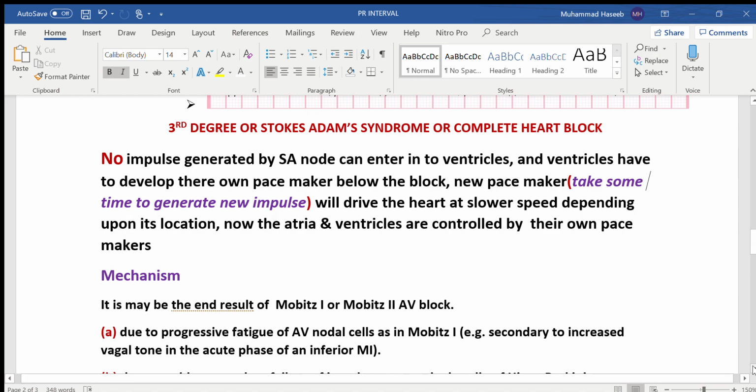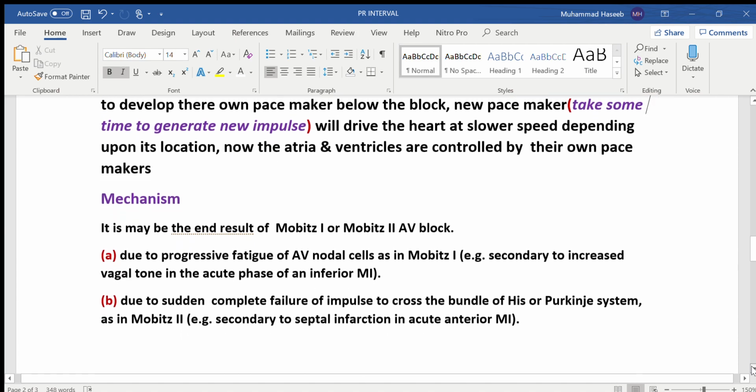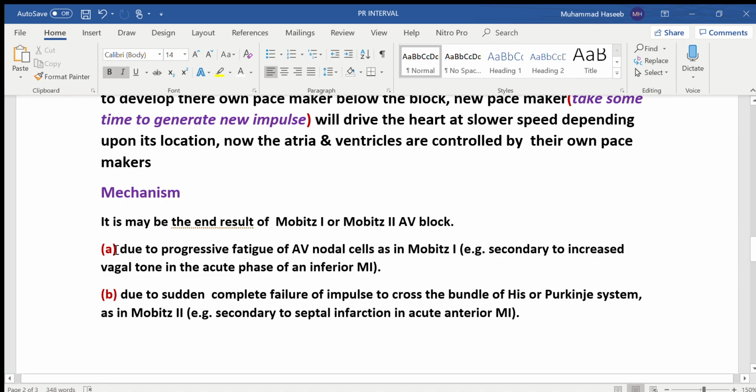All these things which I have told you are written over here. Number one, due to the progressive fatigue of AV nodal cells as in Mobitz type 1, secondary to increased vagal tone. This Mobitz type 1 may be due to the increase in the vagal tone. This usually happens in the acute phase of inferior wall myocardial infarction. MI means myocardial infarction, inferior MI.